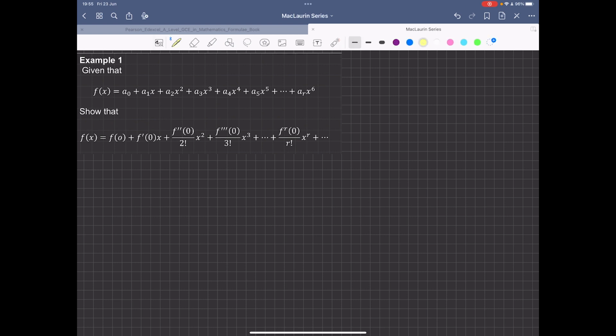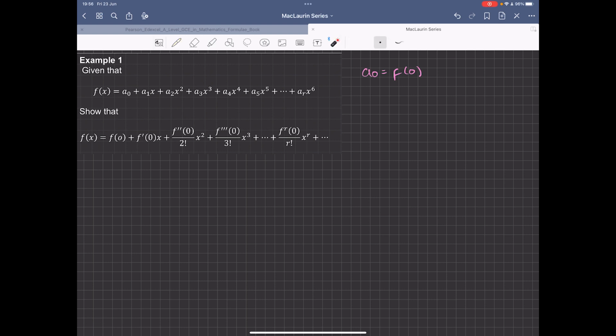So the first thing we're going to do is work out f of 0. This means we're going to let x equal 0. Then if we substitute x equals 0 into here, we get a0 plus a1 times 0, so that becomes 0. For a2, well, 0 squared is 0, so again that becomes 0. In fact, all of these terms will cancel to make 0. So what we're left with, to work out a0, is simply the function when x is 0. So now we're going to work out a1.